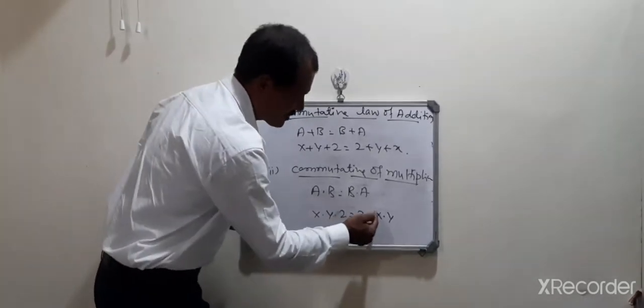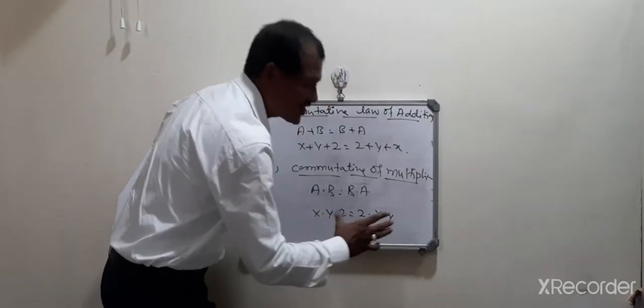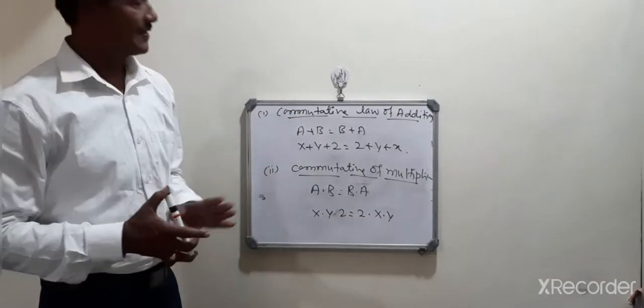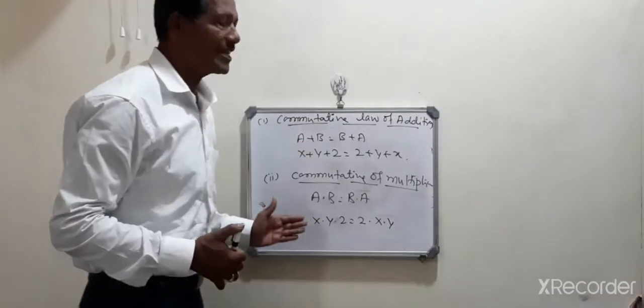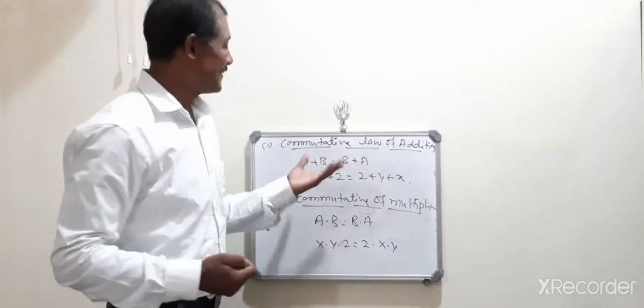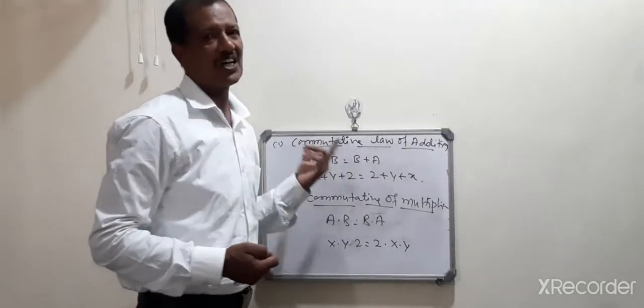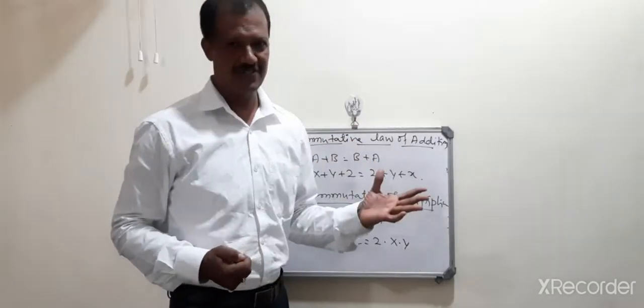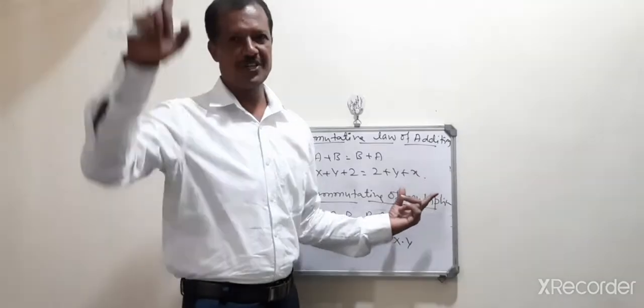Here Z first, next X, next Y. The order in which they are arranged doesn't make any difference. That is the commutative law of addition, and the commutative law of multiplication. Like that, in one expression, any number of variables can be there. If the variables are ORed, the order in which they are ORed doesn't make any difference. That is the commutative law of addition. Next, the commutative law of multiplication.